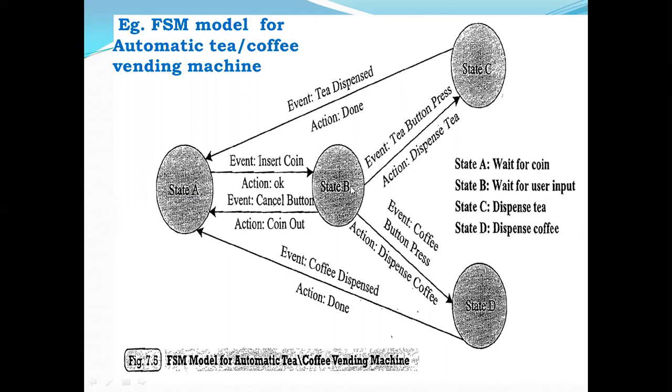Similarly, if you wanted tea, the next state is dispensing of the tea. When he presses the tea button, that is the event happening. Then it will go to state C. State C is nothing but dispensing the tea, right? And then after that again it will come back to the original state.